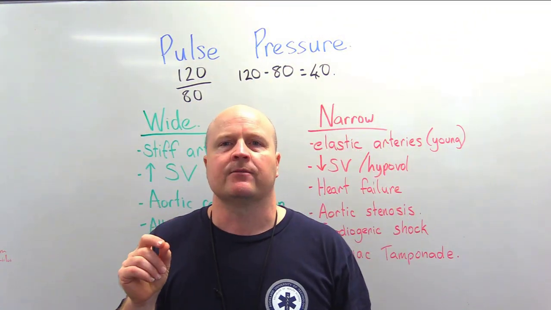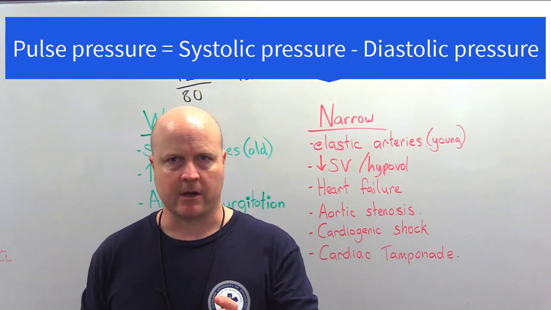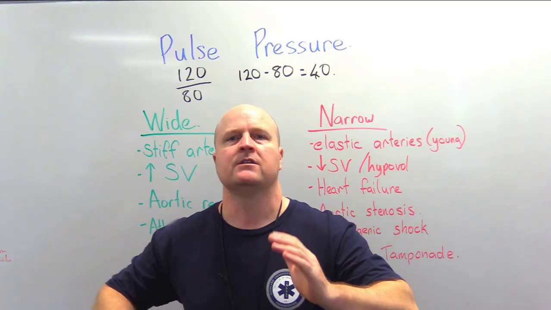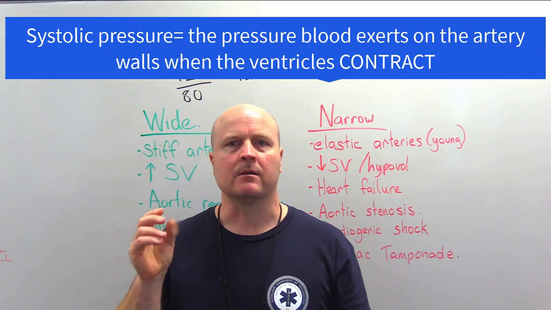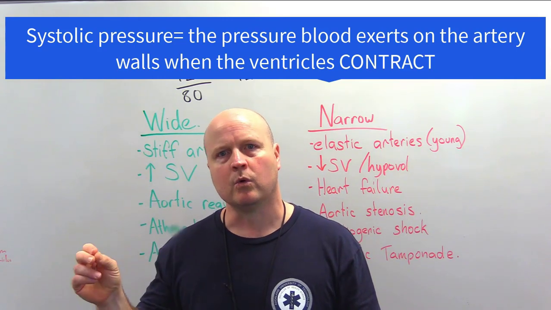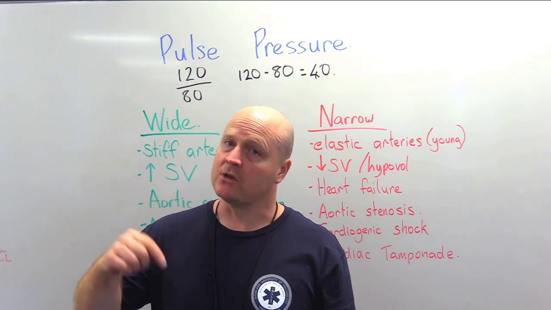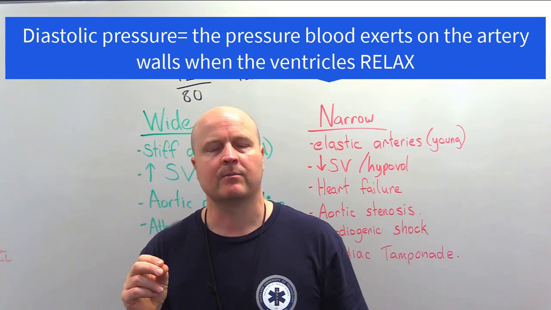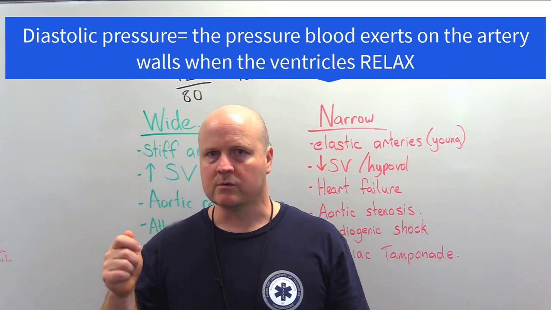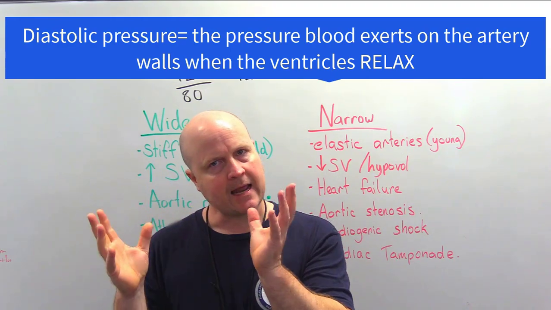Pulse pressure is the difference between our systolic blood pressure and our diastolic blood pressure. Systole is when our ventricles contract, so our systolic blood pressure is the pressure our blood exerts on the walls of our arteries when our ventricles contract. And then diastole is when our ventricles relax, so diastolic blood pressure is the pressure on the walls of the arteries from our blood when our ventricles relax.